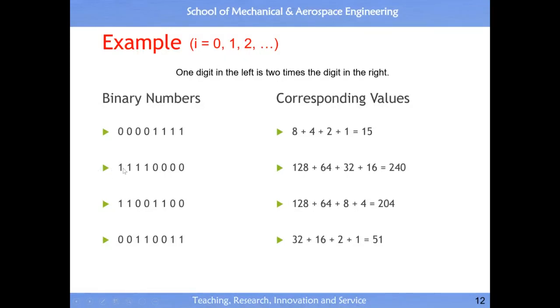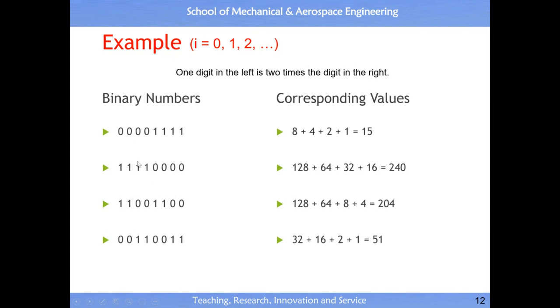What is the value from this digit? The value from this digit is equal to the digit itself times the value of this digit's position. This is position 7. So it's 1 times 2 raised to the power 7, which is equal to 128. Then for this one it is equal to 1 times 2 raised to the power 6. Then you get 64.